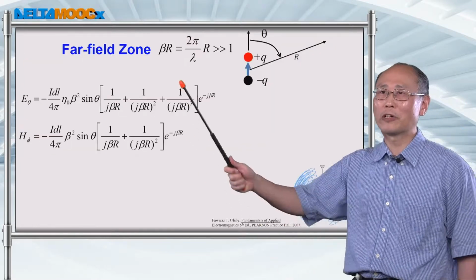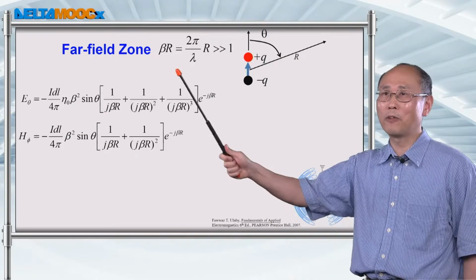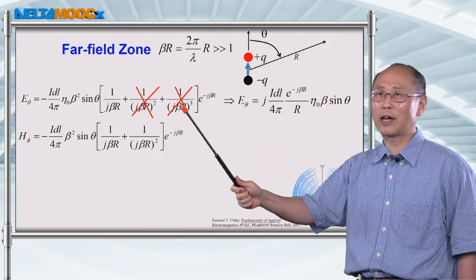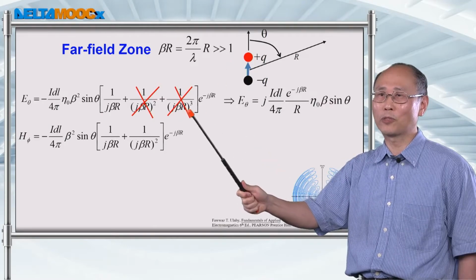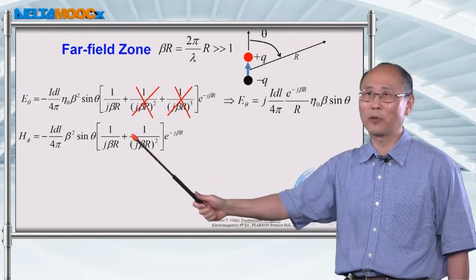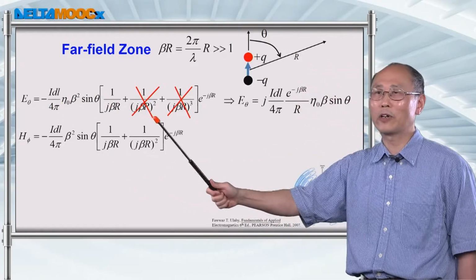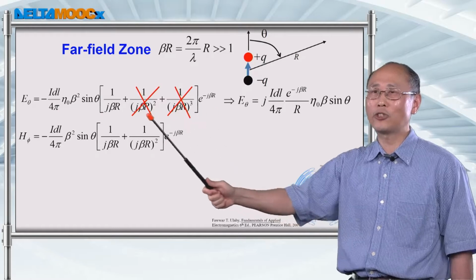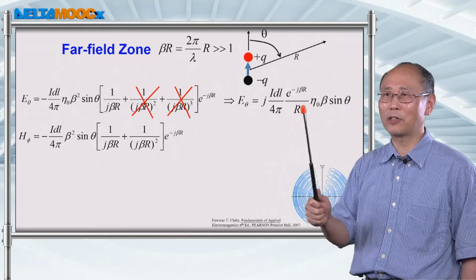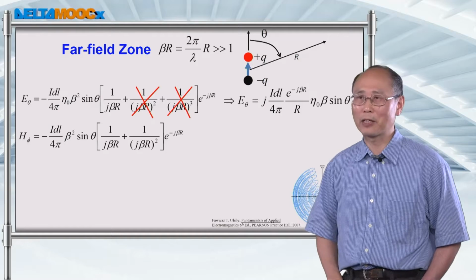But if we focus our attention on the far field zone, the story can be very different. Now, beta R is much larger than 1, so those 1 over beta R terms with higher power are going to be small compared with the first order term. So for the theta component of the electric field, we cross out the last two terms and just keep the first term, and then we have the dominant 1 over beta R term for the theta component of the electric field.